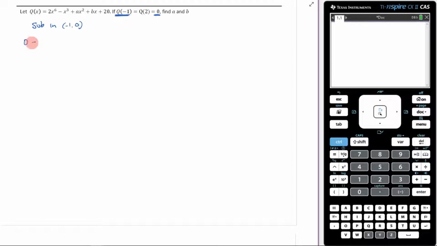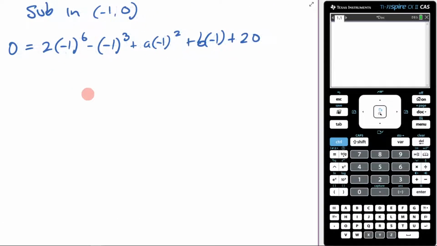Okay, so that means 0 is going to be equal to 2(-1)^6 minus (-1)^3 plus a(-1)^2 plus b(-1) plus 20. All right, let's see if we can tidy this up. This is going to be 0 is equal to, now negative 1 raised to the power of 6. Remember, when you've got a negative base and you raise it to an even number, it's going to become positive. So this is just going to become 2. And remember, when you're raising it to an odd power, it stays negative, but then you've got a negative out here. So you're going to end up with negative 1, which is going to become plus 1.